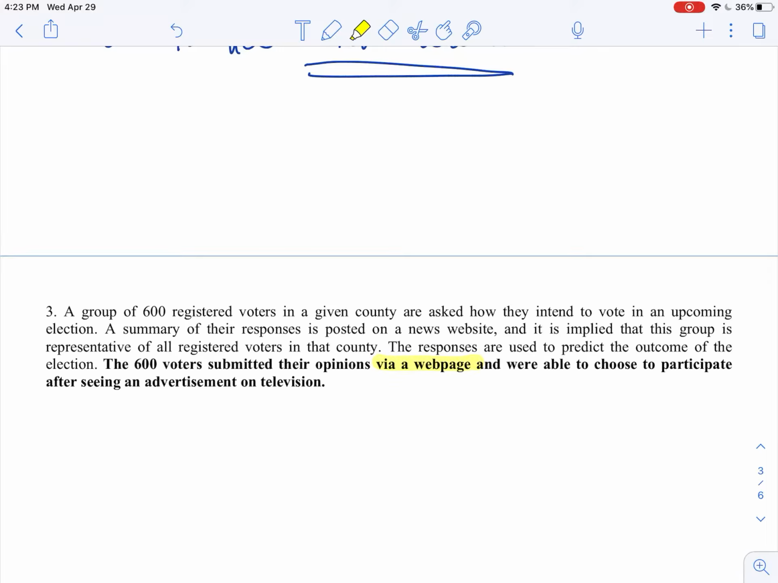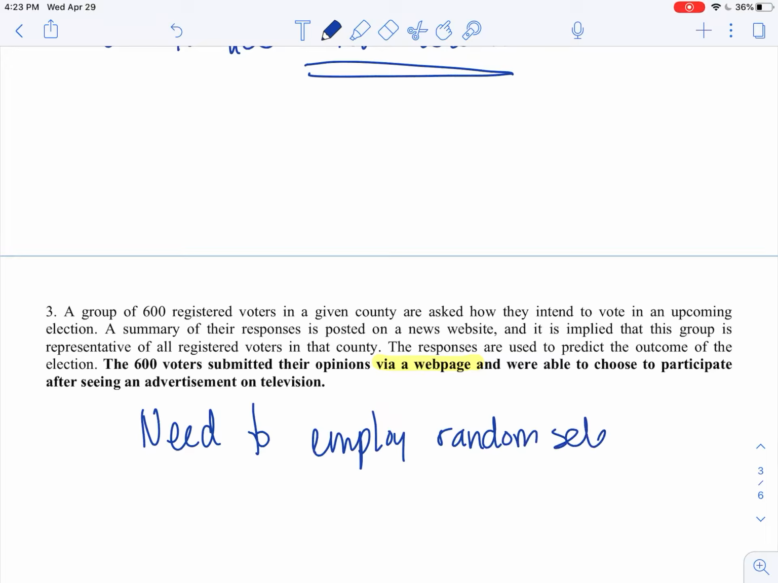Not to mention, if you're using a web page, how do you know that every single person will know how to use that web page? You're being biased against people who maybe don't have a computer or have technology or don't have the tech skills, and therefore, again, you're not representing the entire population. So once more, you need to employ random selection.